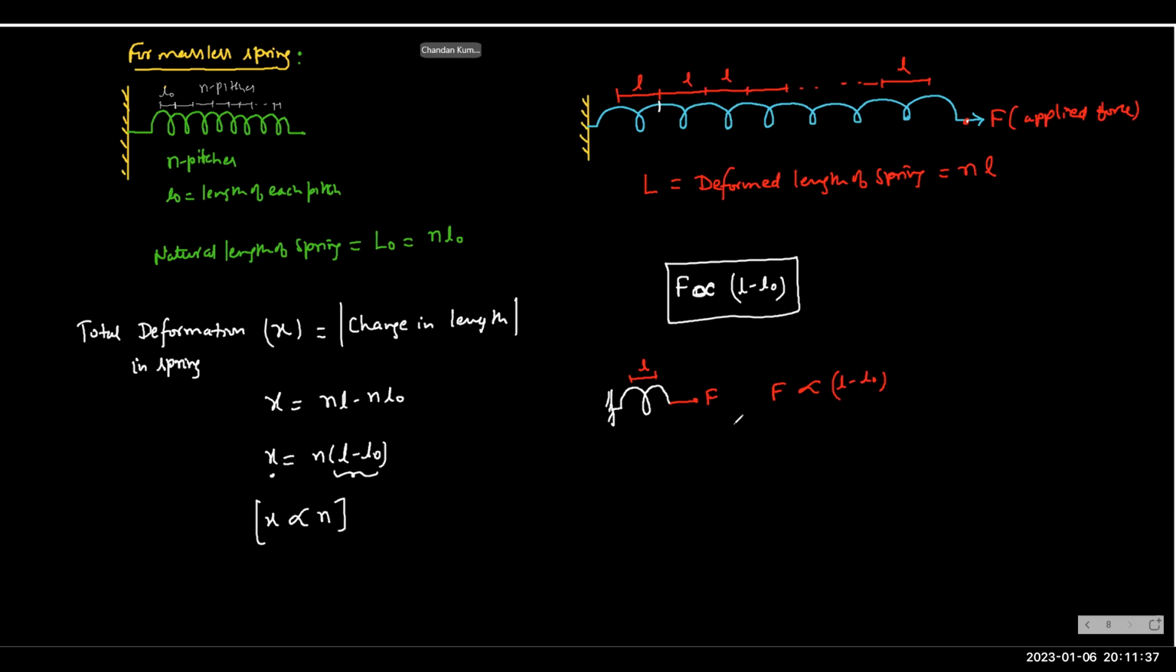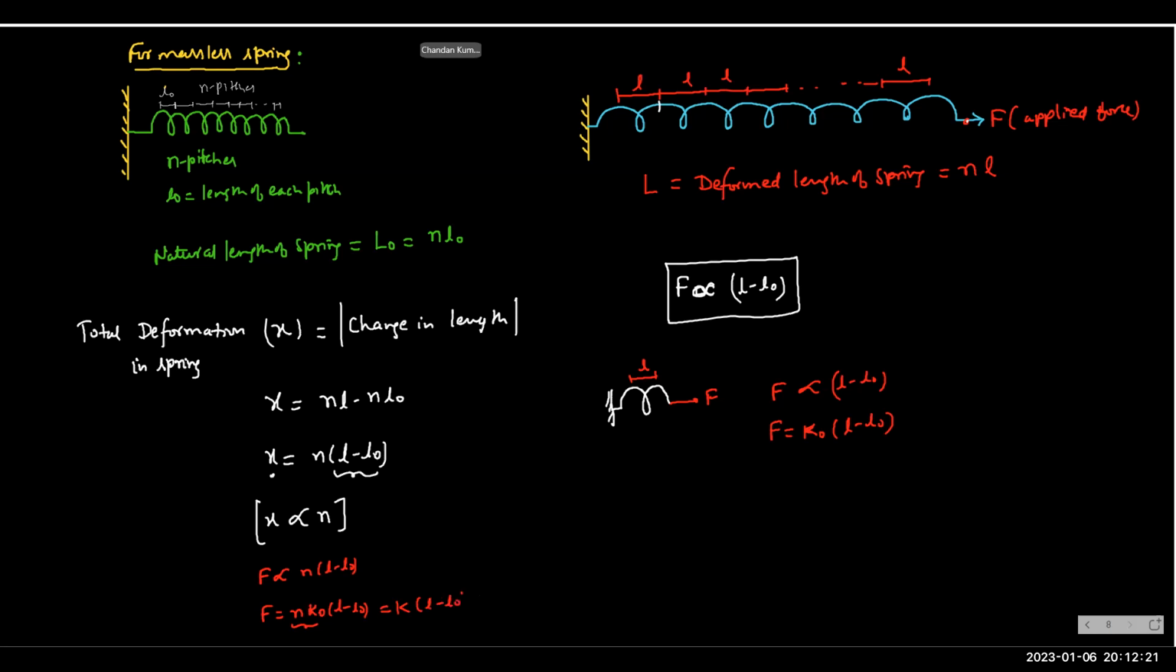So here F equals something, let's call it K dash, or let's call it K naught, because this is for a single pitch. But if you do it for N pitches, the F will be proportional to N times. And if I write this equal, I have to write N K naught into L minus L naught. And this N times K naught, we prefer to write as K.